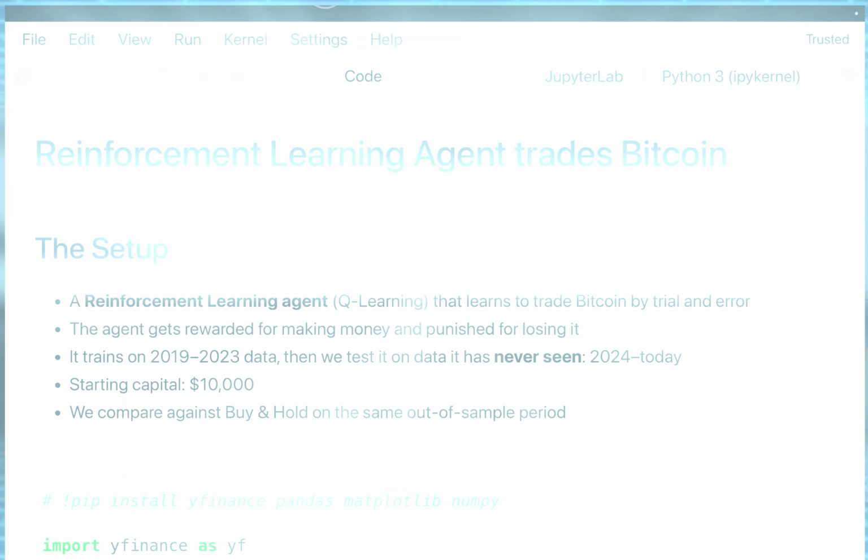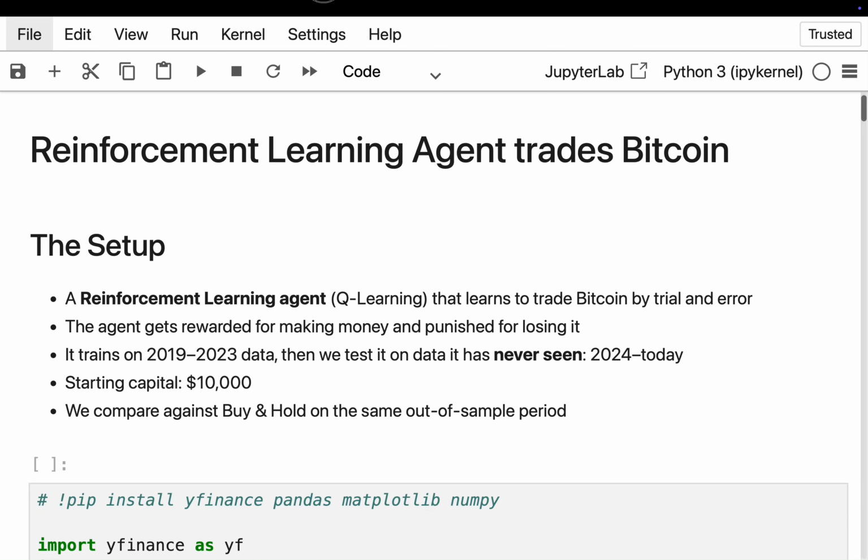I trained an AI to trade Bitcoin. Not a moving average, not an indicator, an actual reinforcement learning agent that learns by trial and error. It lost money. But let's go through exactly what happened.